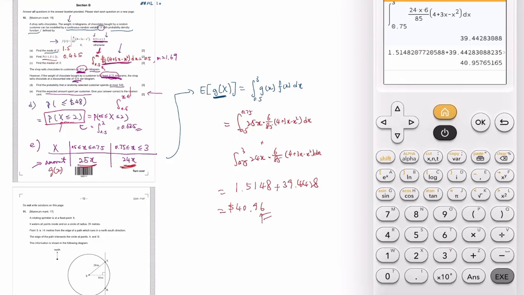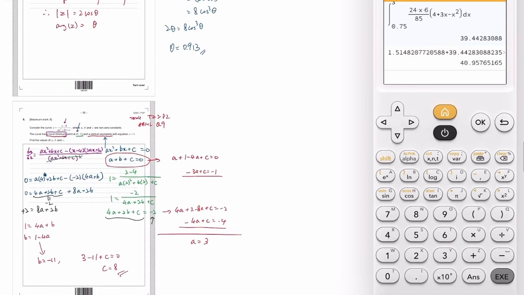Okay, this part is quite hard. I guess that compensates for the super easy section A.